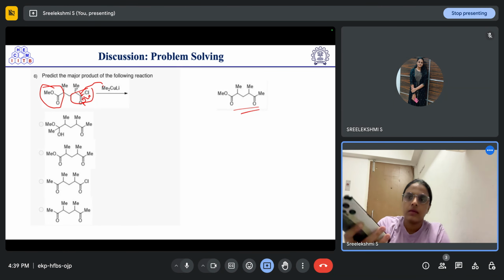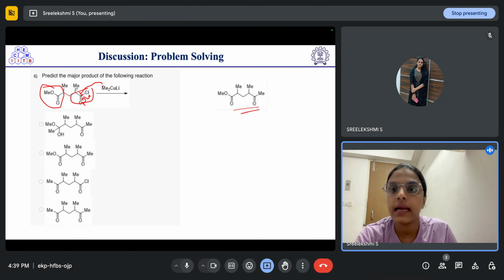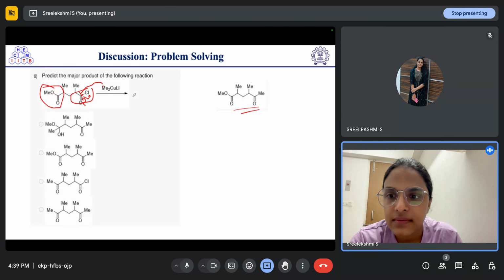reagent. So one thing you have to note down here is that acid chloride can react with Gilman reagent to give the corresponding ketone as the product. So the correct answer is option B.